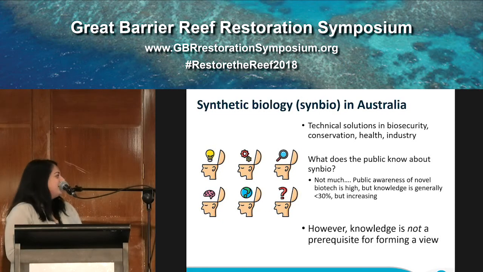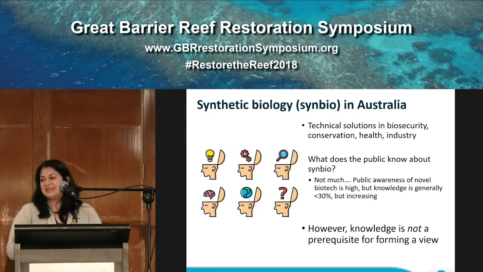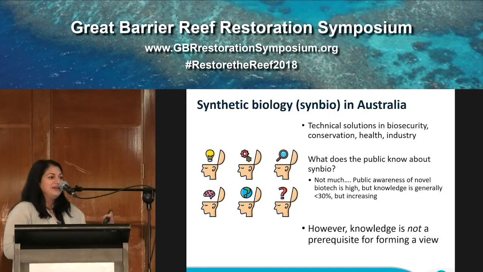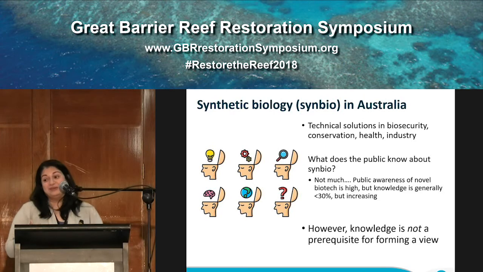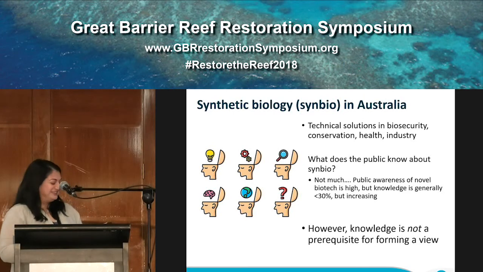But, as social scientists always say, knowledge isn't always a prerequisite to form an opinion. So often physical scientists think that, if I just explain it to them in a different way, if I just give them the numbers, they'll understand what I mean. But unfortunately, that's not always the case. And people interpret that information based on what they already know, what they already believe. And so it's not a straightforward kind of situation, unfortunately.